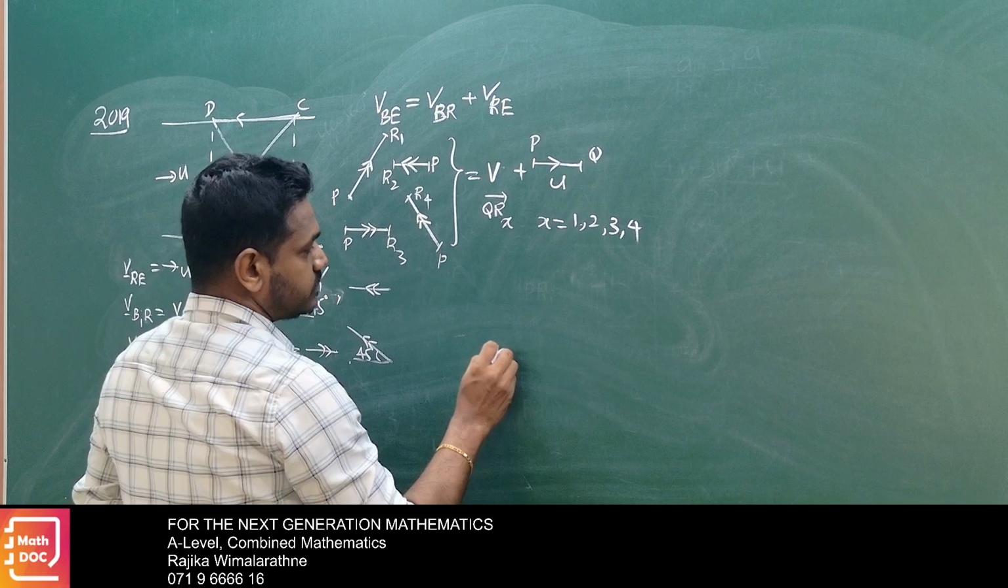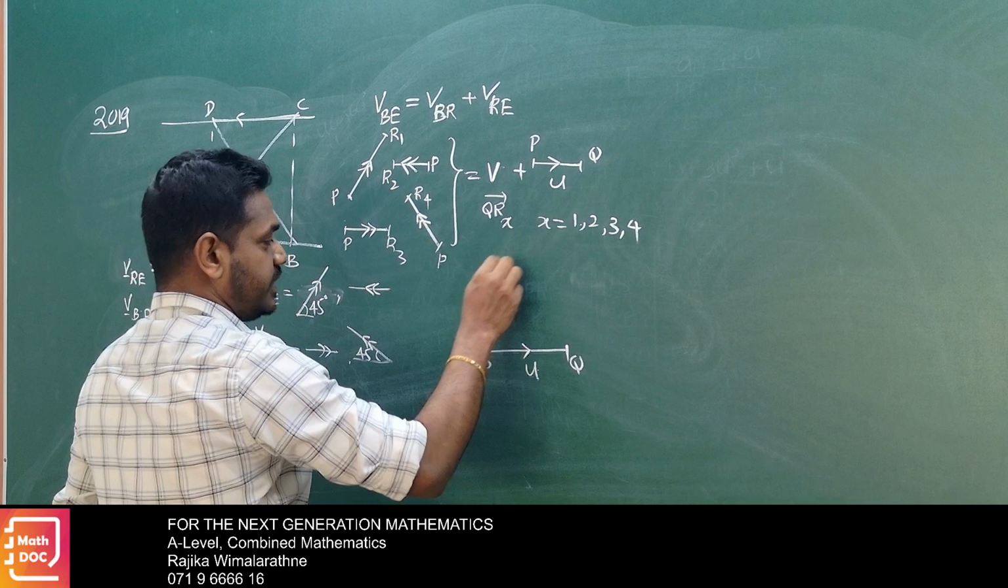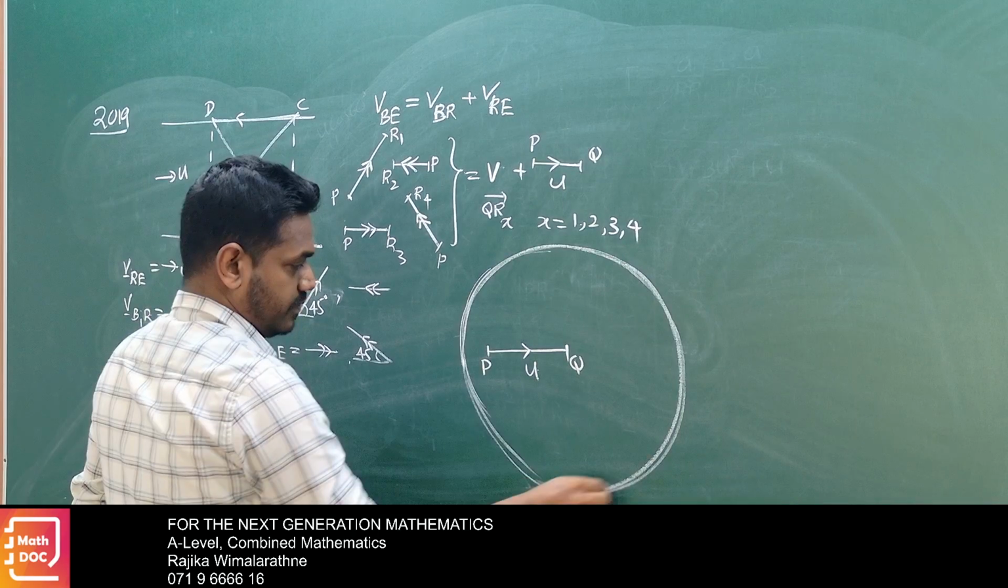Sketch a circle. Here PQ vector U, QR vector V. Here radius V circle, sketch it. Center Q, radius V circle. Then PR1, 45 inclination.